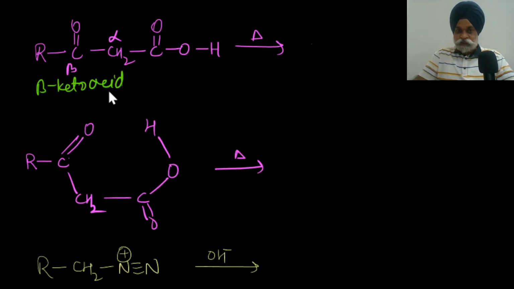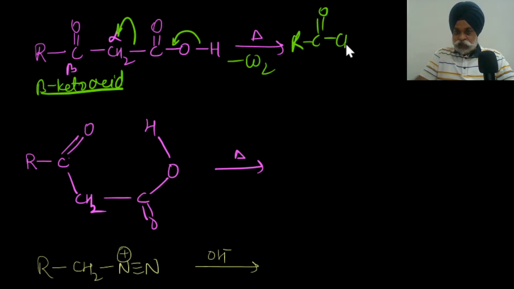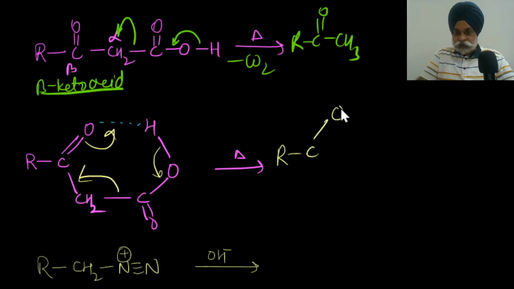So if you heat this beta keto acid, you see carbon dioxide goes out of the system and you end up getting some ketone. The reason for this is the chelation, or the 6-member transition state which has been generated here, and this creates H bonding. As a consequence, the driving force for this reaction definitely is also the fact that the leaving group is carbon dioxide.